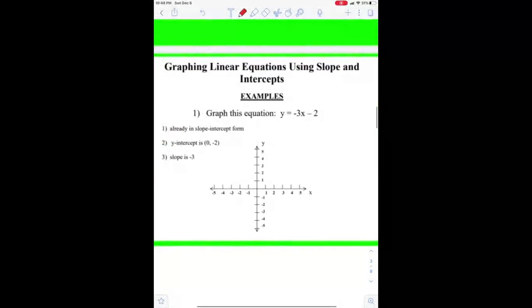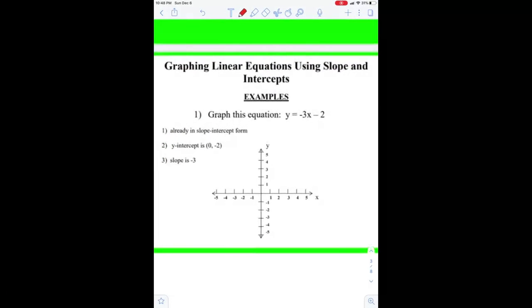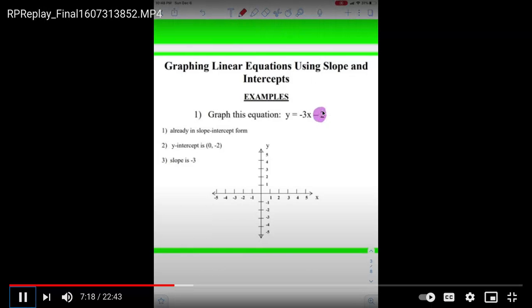So I'm going to go ahead and graph this. So it's already in slope-intercept form. So I am going to go ahead and start with my y-intercept right here. And this tells me that it's -2. So I'm going to go to (0, -2).